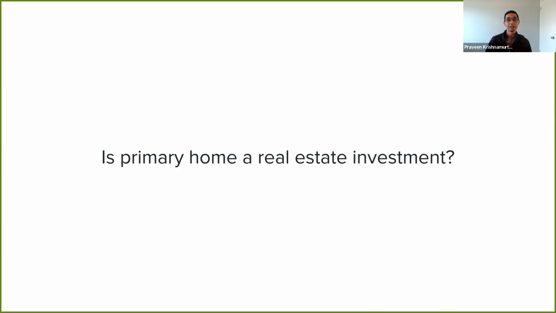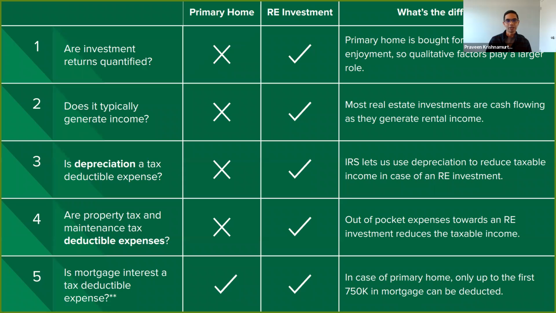So this next slide is very dense. There's no need to parse the entire thing or understand the whole thing. The main difference between traditional real estate investment and a primary home is that when you're buying a primary home, qualitative factors play a bigger role. You're looking at the locality, the community, whether it's got good schools, is it close to employment? Those are the qualitative factors that come into play.